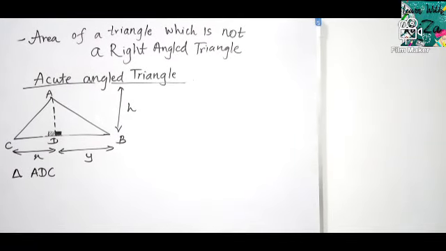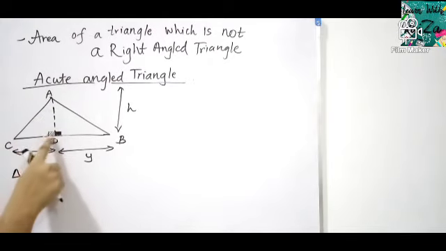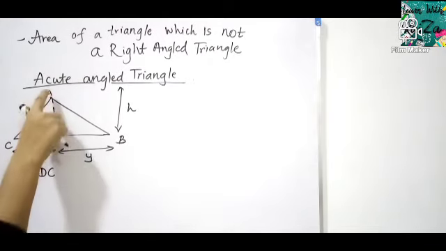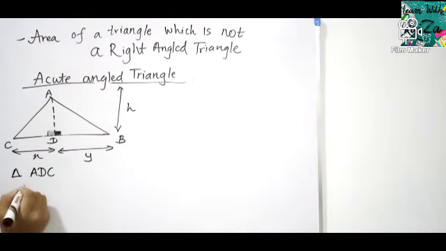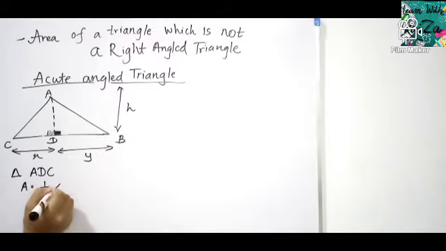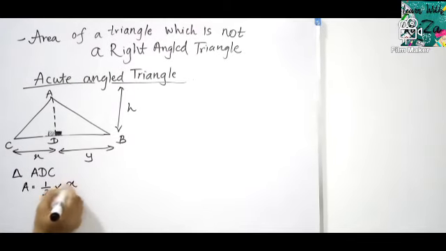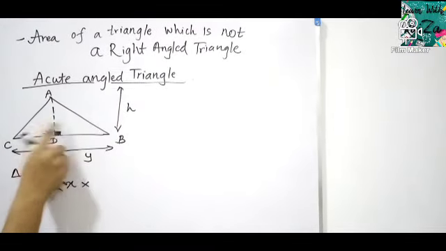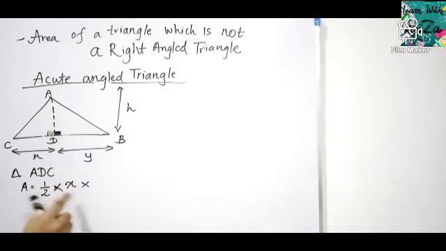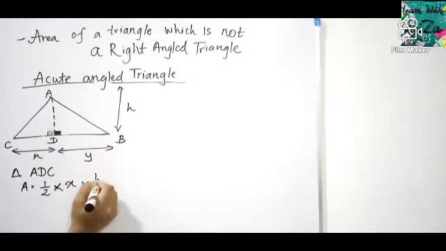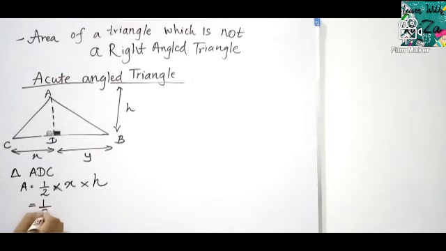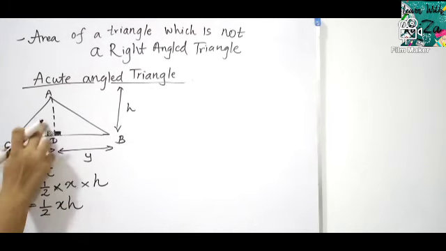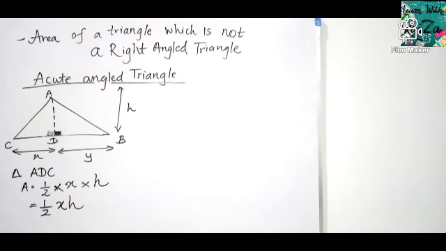According to the previous part I explained, the area of a right angle triangle, tell me the formula for the area of the right angle triangle ADC. Yes, area is equal to half into the base, that is x, into the height. This height is common to both these triangles, so for the height we take h. So the equation here is half x h for the right angle triangle. Still we didn't build up the equation for the acute angle triangle.